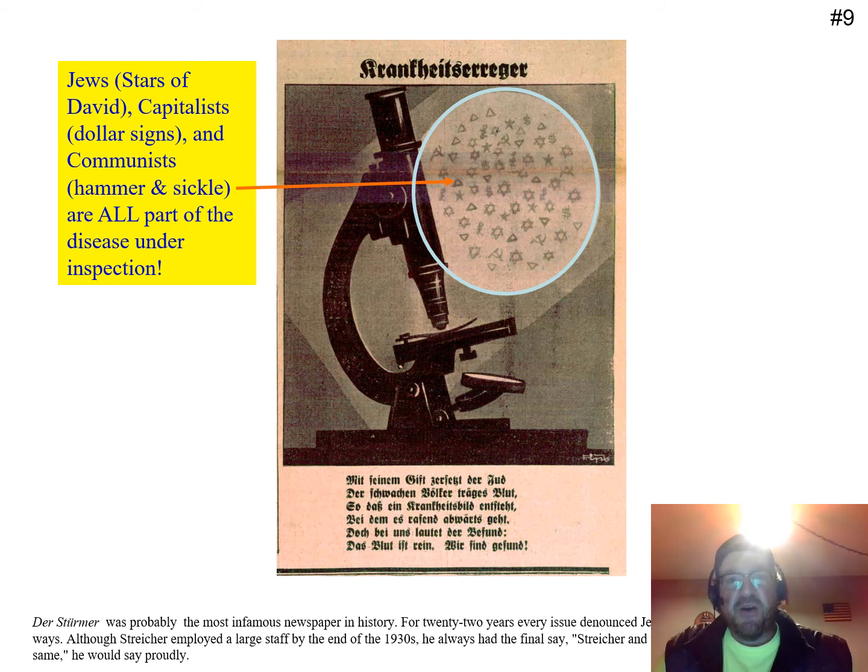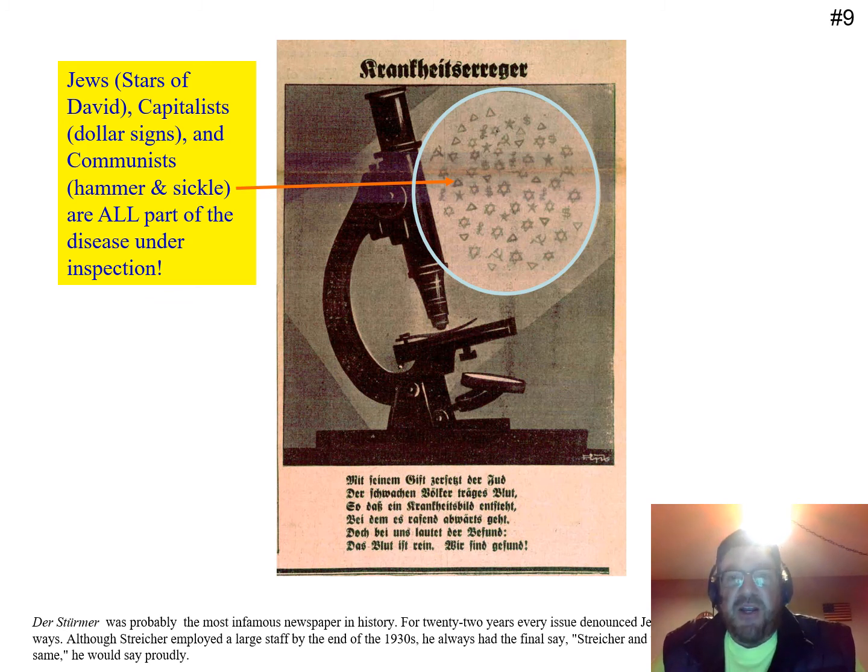The Jews, this was actually a newspaper at the time. And you have this particular piece of propaganda. This is a microscope, obviously. This would be the close-up of the slide, showing the Jews, the capitalists, the communists. You have these different symbols in here: the money sign, the capitalist, the hammer and sickle, the communist. They're all kind of part of the disease, and it's up to Germany to root these evil people out.